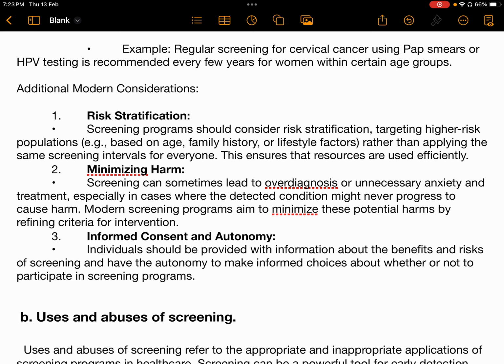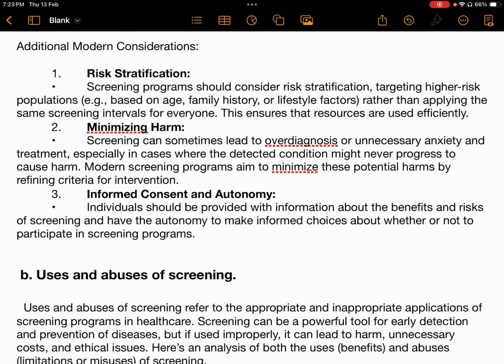Then minimizing the harm. Screening can sometimes lead to overdiagnosis and unnecessary anxiety and treatment, especially in cases where detected conditions might never progress to cause harm. Modern screening programs aim to minimize these potential harms by refining criteria for interventions.